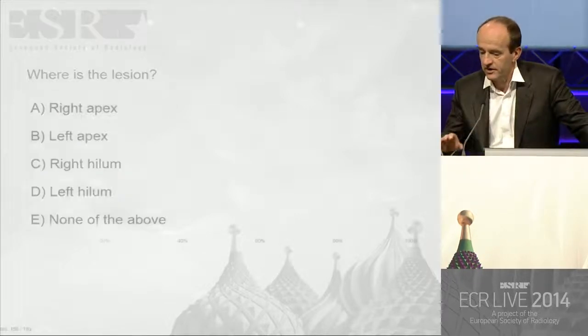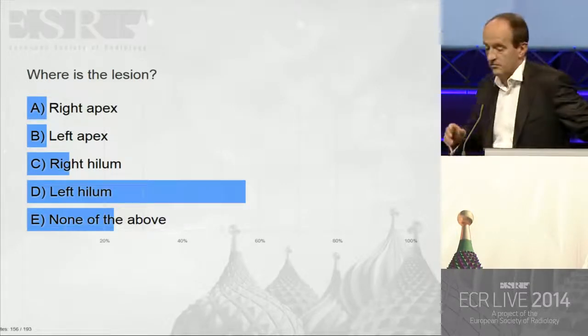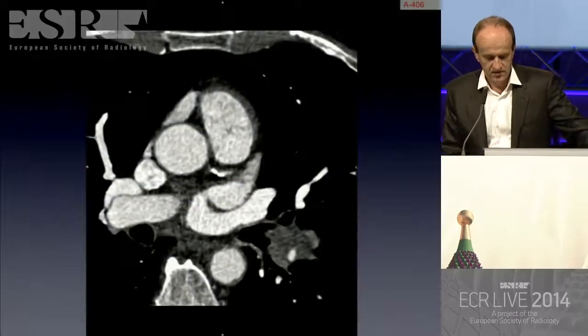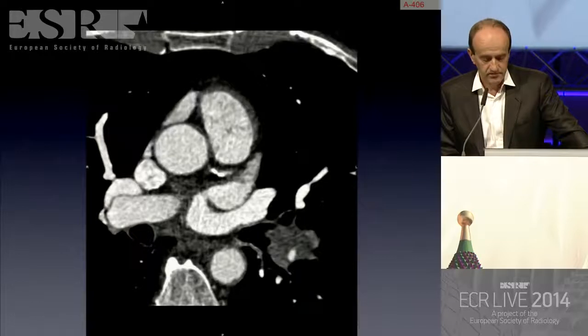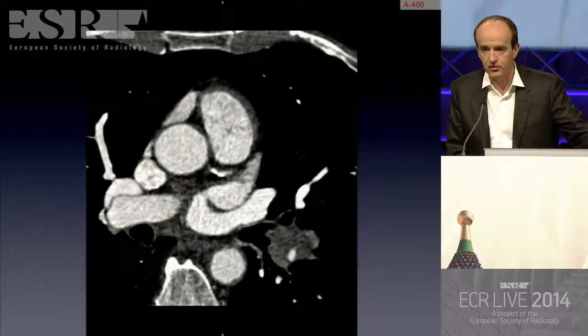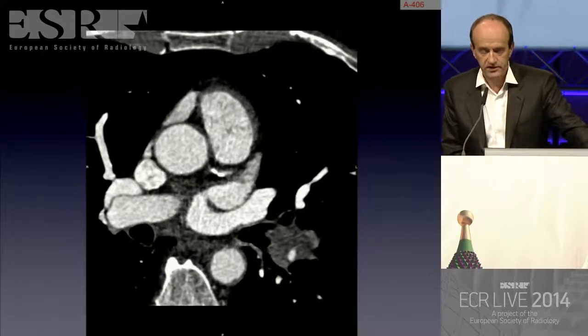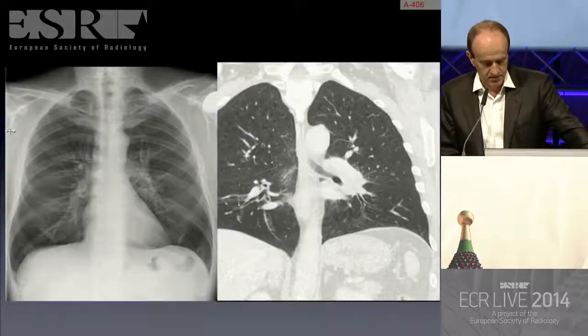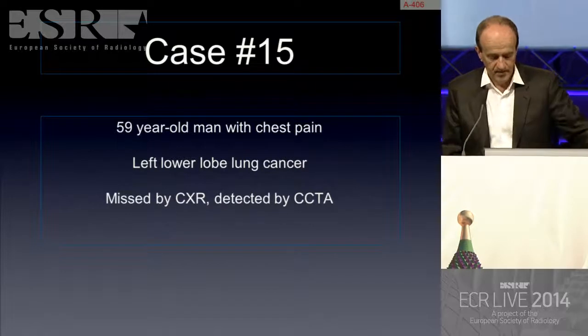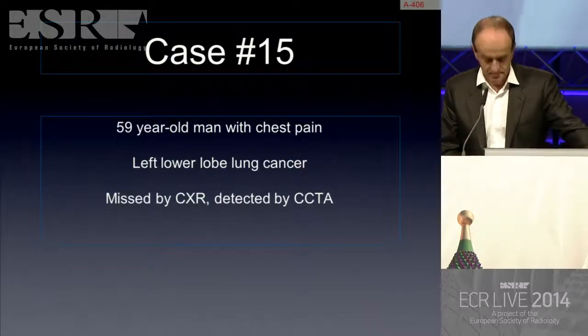Okay, let's look at the results. Left hilum, very good. Coronary CTA detected the lesion that was not seen and reported on the chest radiograph. Here it is. It's 3 centimeters large, but has no clear contour with the lung and is difficult to detect within the left hilum. Here are some correlations with thick slab. So detected at coronary CTA.